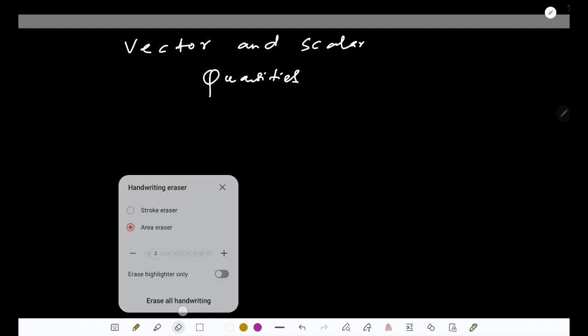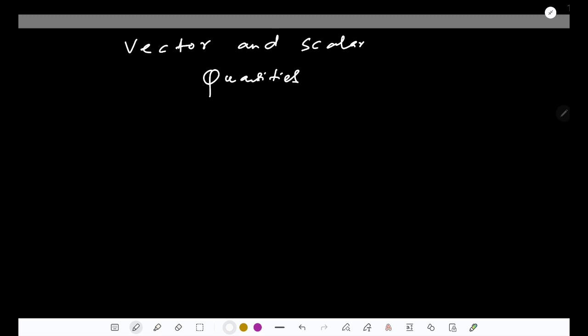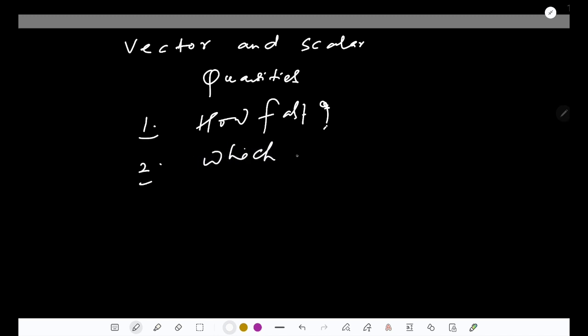Though perhaps I will not be able to provide you a definition right now, I will try to explain things. Suppose you want to specify fully the motion of a car, then we must answer the following questions. The first question that will naturally come into your mind is, how fast? And the second question that will naturally come into your mind is, which way?